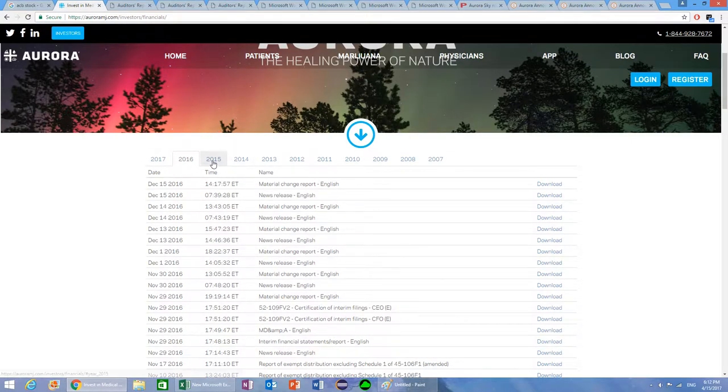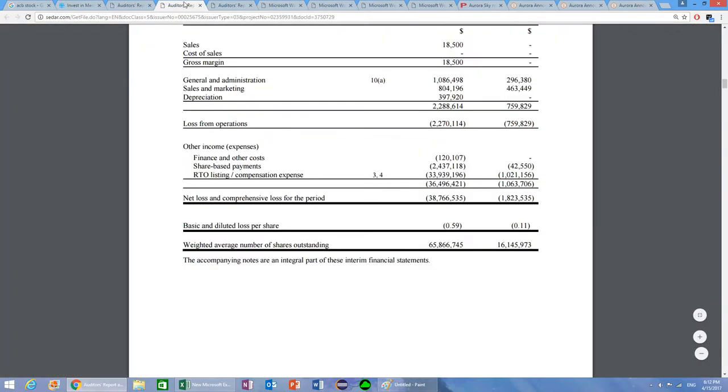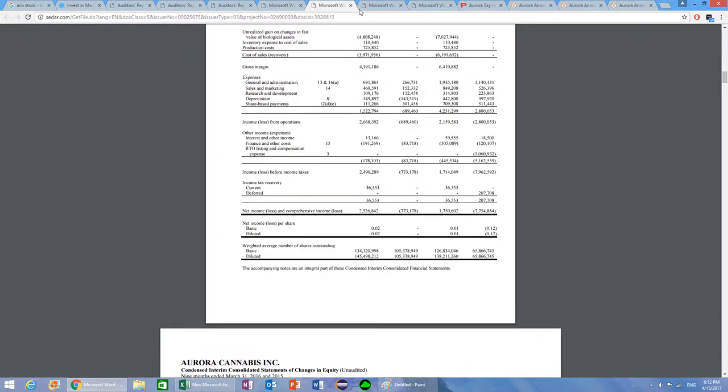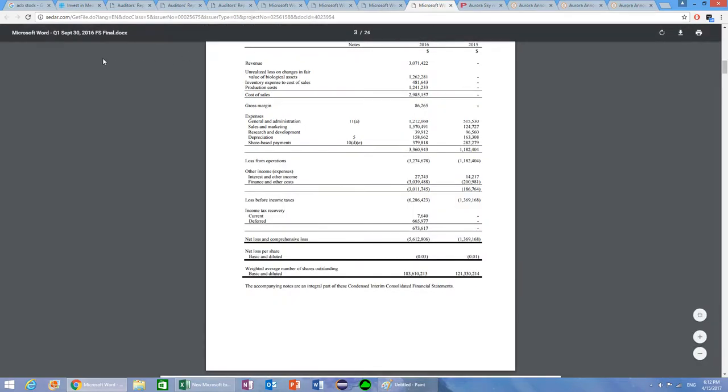So first of all, I took the data from 2015 and 2016, the financial quarters, and I made it into a graph. I did the number of shares outstanding, which you can get from every single quarter. Go through the quarters and find the amount of shares.